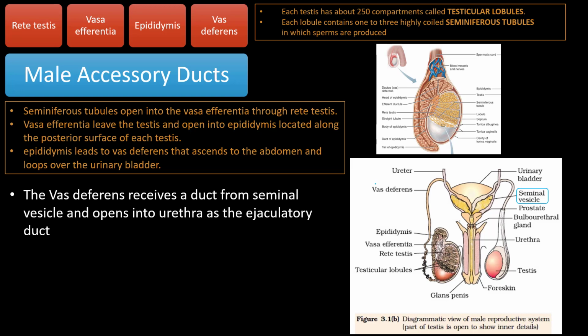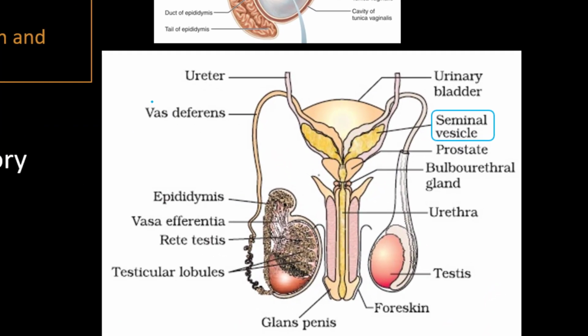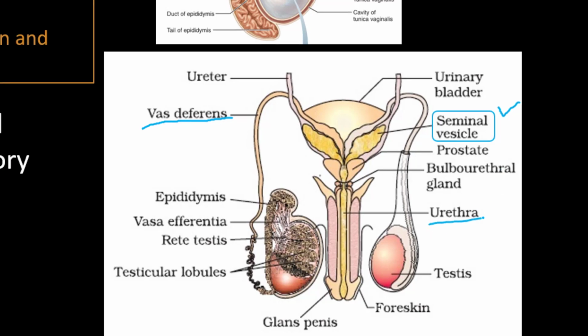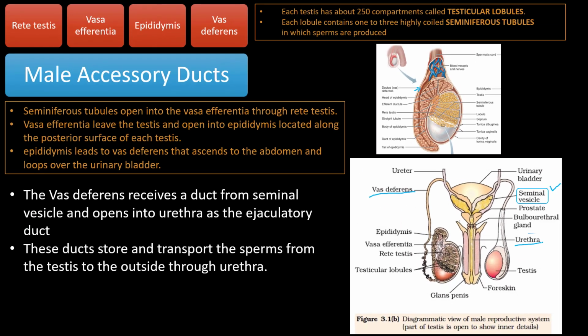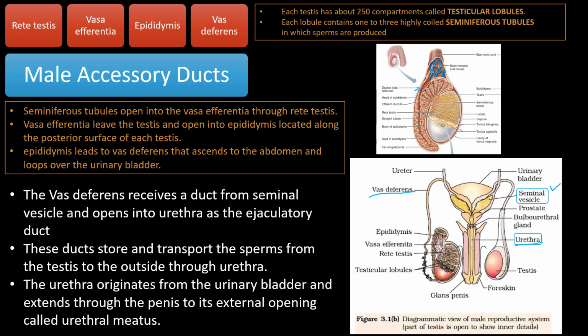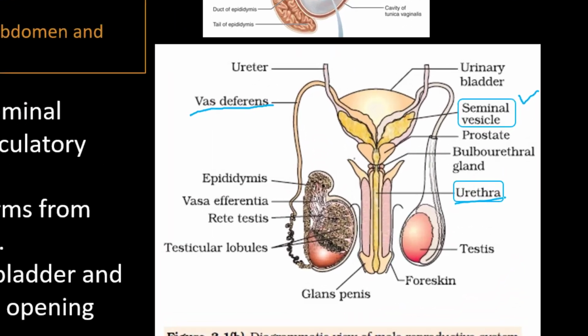The vas deferens receives a duct from the seminal vesicle and opens into the urethra as the ejaculatory duct. The seminal vesicle is a paired gland, remember that. Now these ducts store and transport the sperm from the testes to the outside through the urethra. The urethra originates from the urinary bladder and extends through the penis to its exterior opening called the urethral meatus.